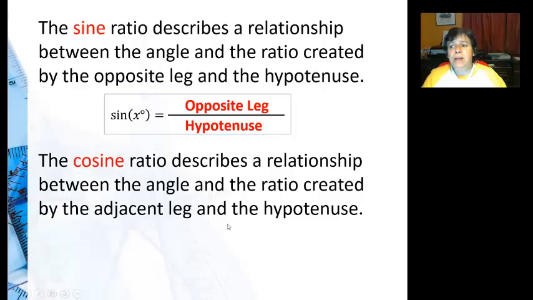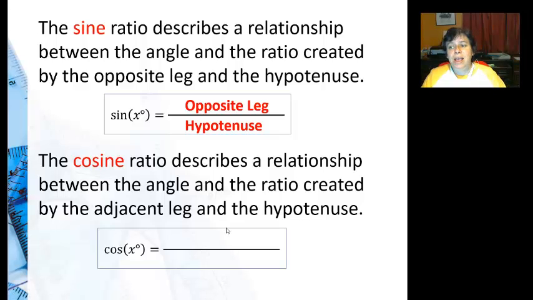The cosine ratio is very similar. It describes the relationship between the adjacent leg and the hypotenuse. So it's the adjacent leg over the hypotenuse. One thing to remember is which one's the adjacent, which one's the hypotenuse, which one's the opposite. Whatever angle you're taking, and we almost never use 90 degrees, okay? Avoid 90 degrees as your angle. Okay, so you're using something besides 90 degrees.